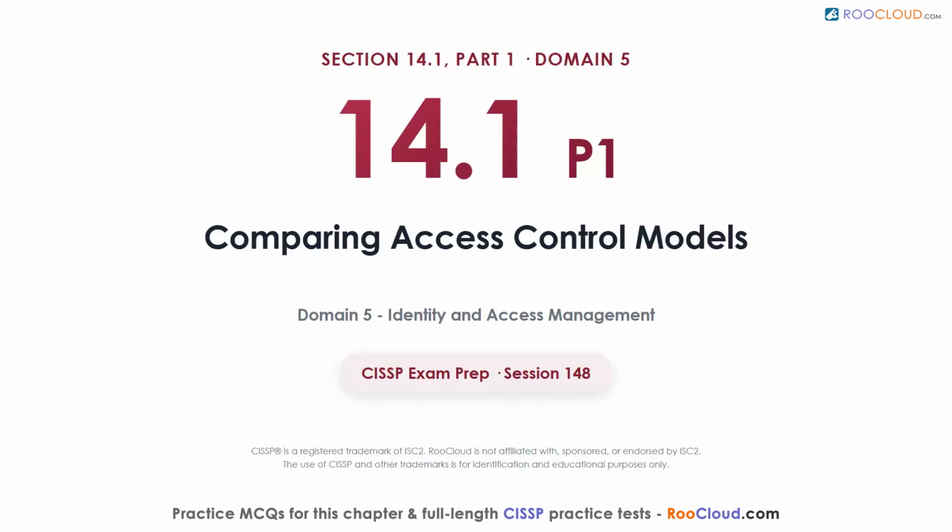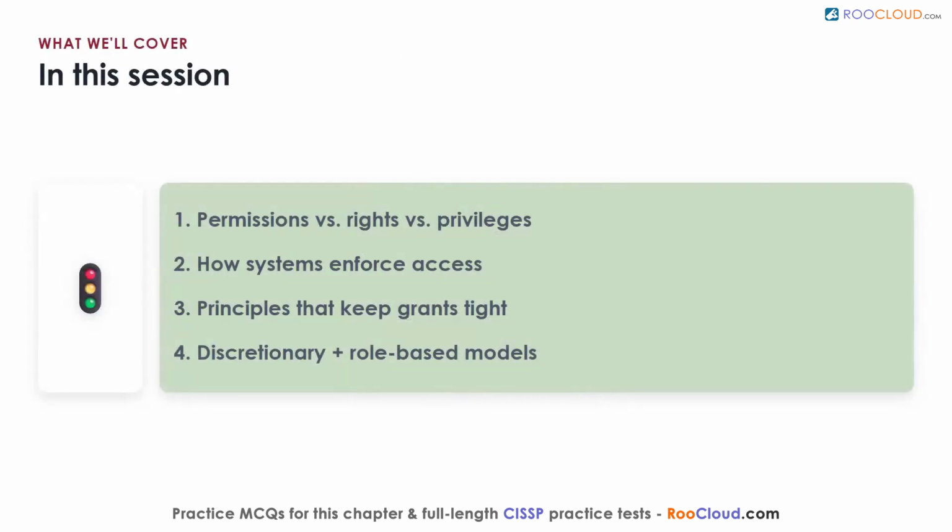Welcome to section 14.1, part 1. This is the 148th session of the CISSP exam prep series. This part opens our study of how systems decide who gets to touch what. In this session, we'll unpack the machinery behind authorization.